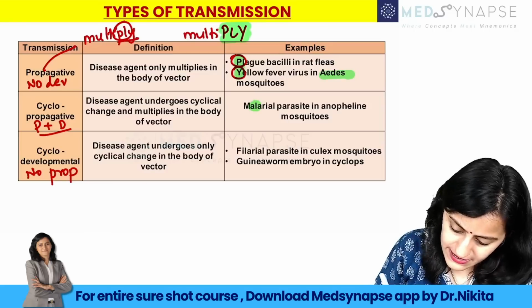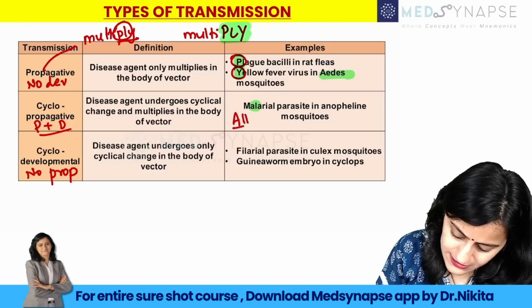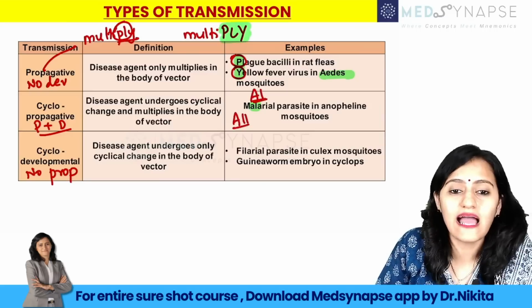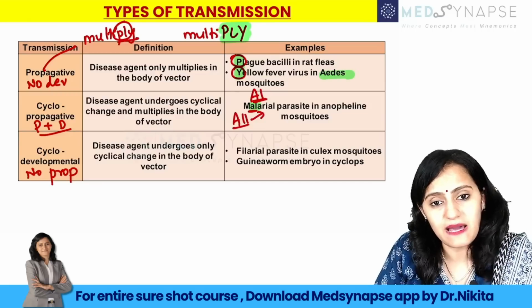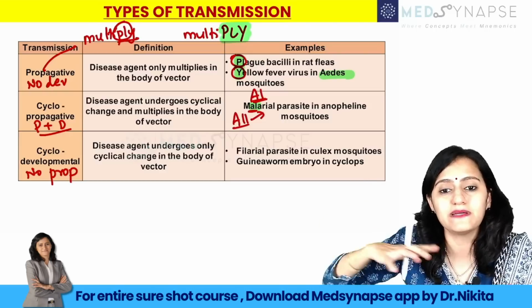So remember, malaria is all. All happening is AL, all is your malarial parasite in Anopheles. It undergoes the development and also multiplication.